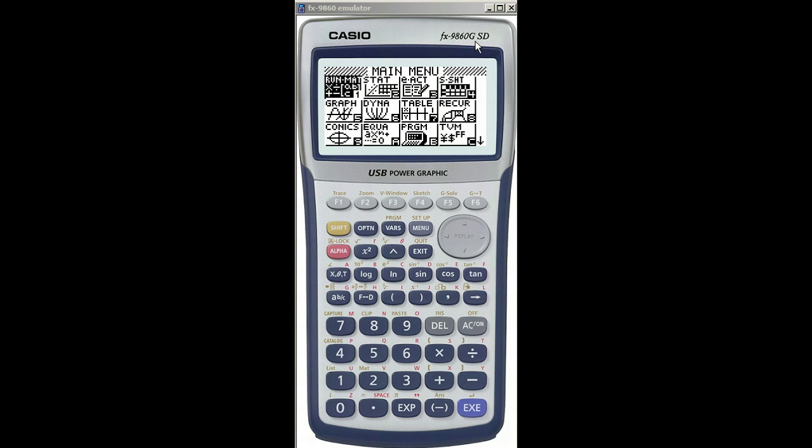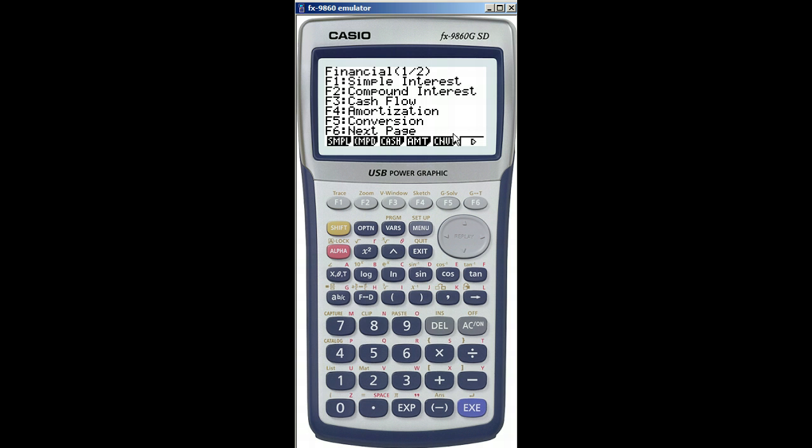TI-83s and 84s do this. So does the TI-89. Many calculators do this now. But the 9860 emulator will show what's involved quite clearly. We'll go to TVM. Then we'll go to compound interest.